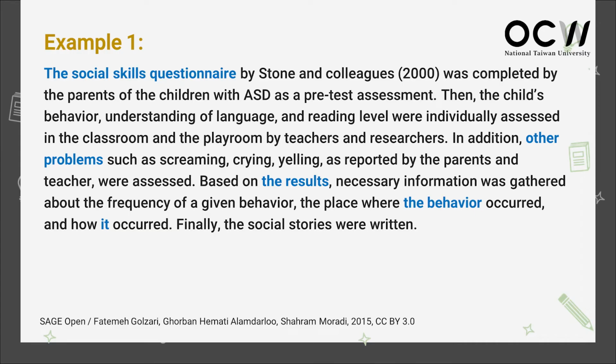They actually showed a sequential pattern. So when it began to talk about the social skill questionnaire, it first described what it is and how, in addition, other problems such as the ones that they've listed, such as screaming, crying, and yelling, are being assessed. Now, based on the result of these problems, what kind of things were gathered about the frequency of a given behavior and how these behaviors occurred. So we can see that in the entire paragraph, different words were used, all referencing back to the word questionnaire, but in a sequential manner of different words to show a chronological order.